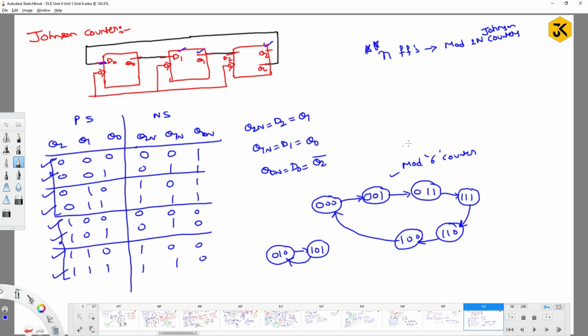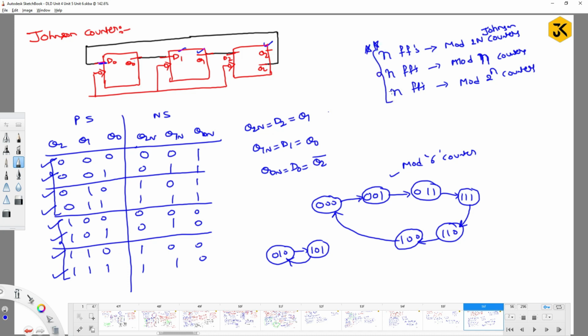Okay, fine. If I have n flip-flops, how many ring counters can you define? Mod n counters, am I right or not? If I have n flip-flops, I can define only mod n counters, whereas with ripple counters, if you have n flip-flops, you can generate mod 2 power n counters. You have to make sure of that difference. These are important.